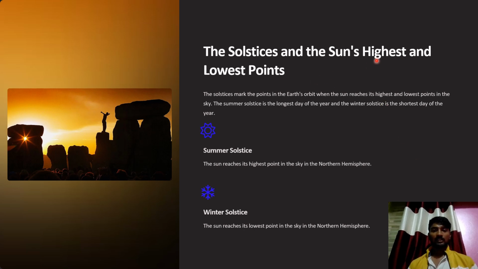Solstices mark the sun's highest and lowest points, where the solstice marks the point in the Earth's orbit when the sun reaches its highest or lowest point. The summer solstice is the longest day of the year, while the winter solstice is the shortest day of the year. At the summer solstice, the sun reaches its highest point in the sky in the northern hemisphere. At the winter solstice, the sun reaches its lowest point in the sky in the northern hemisphere.